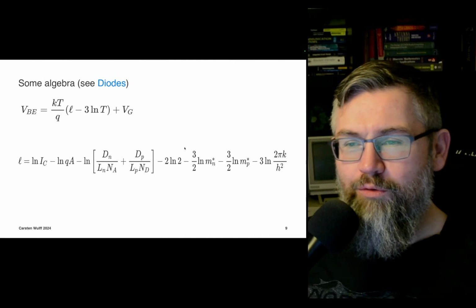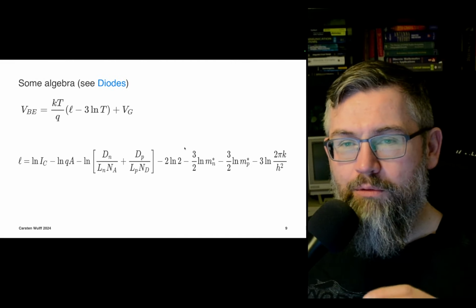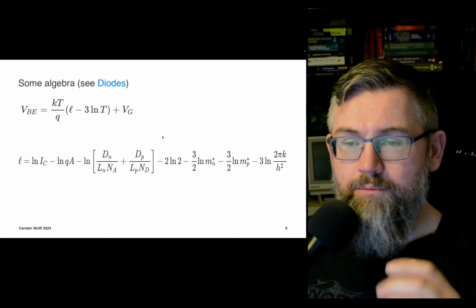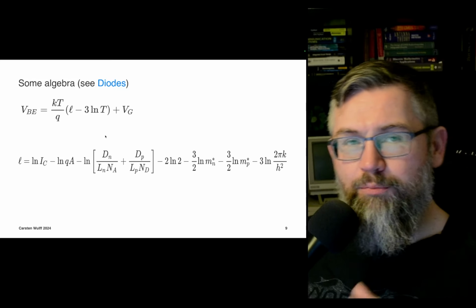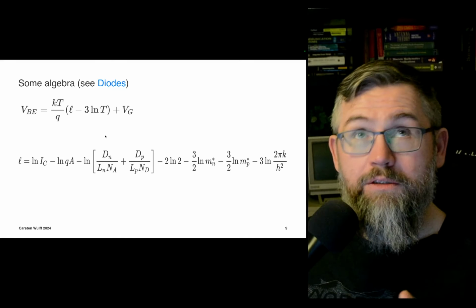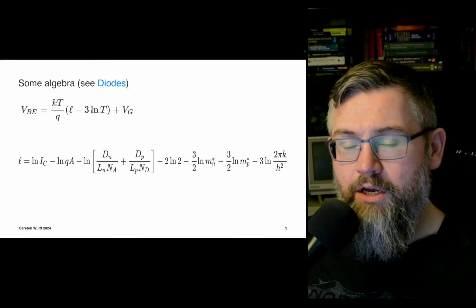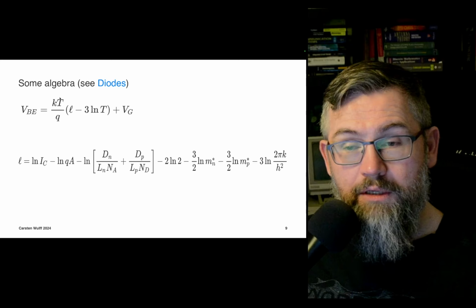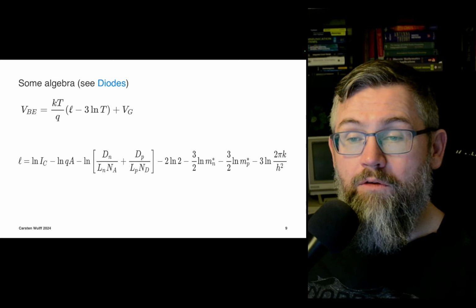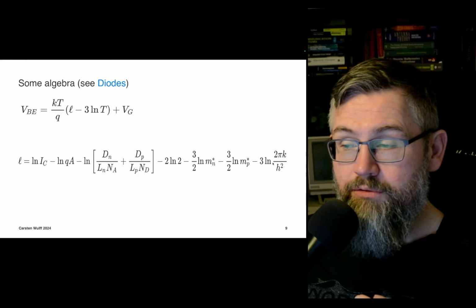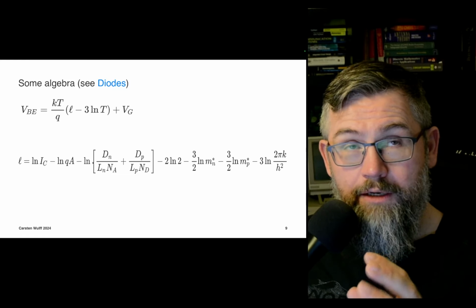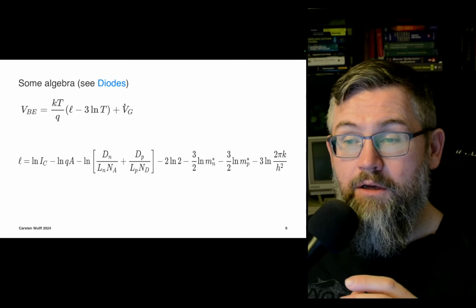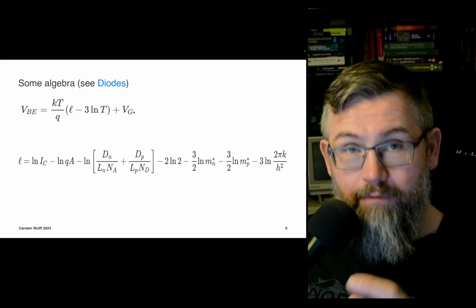But I think it's important to know that underlying here, when we're talking about bipolars and these types of devices, we're talking quantum mechanics. And you can go through all the equations and separate out what's dependent on temperature and what's not. And you're left with an equation where the base-emitter voltage is equal to the thermal voltage times some sort of factor. The factor is written down here. That is not temperature dependent. Minus 3 times the ln of T, plus the bandgap voltage.